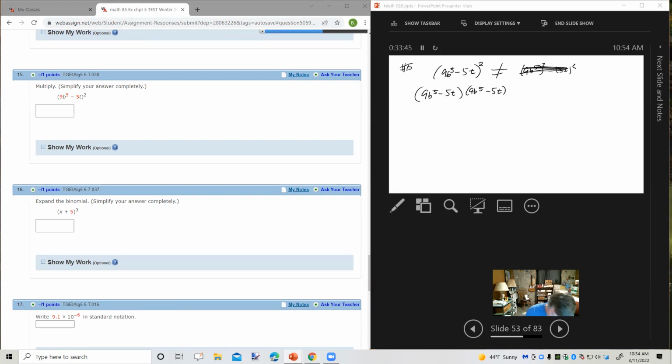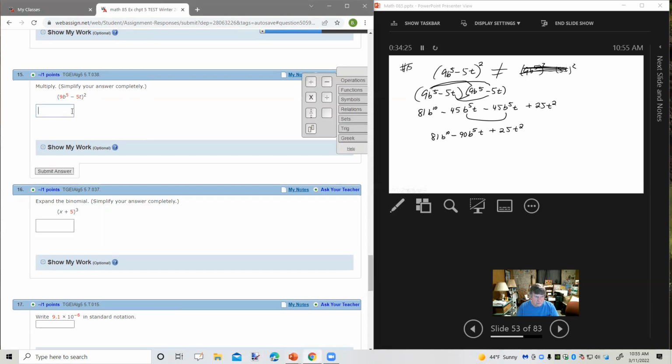Okay, so we get 81b to the 10th minus 45b to the 5th t minus 45b to the 5th t plus 25t squared. Combining like terms, 81b to the 10th minus 90b to the 5th t plus 25t squared. There's that 81 again that I missed before. Let's make sure I don't get that one wrong this time.